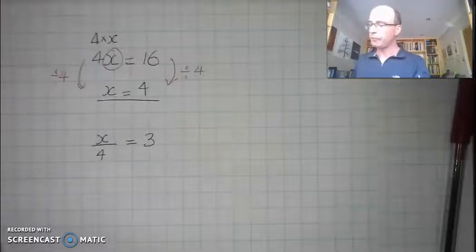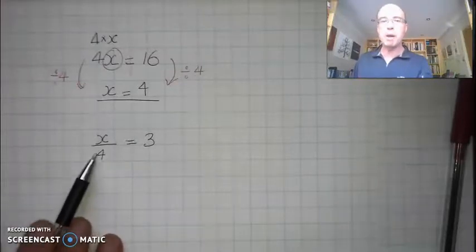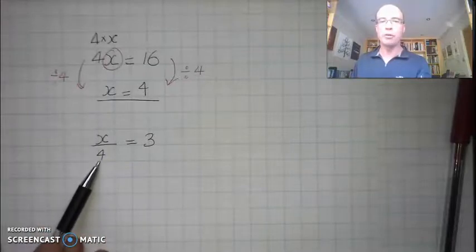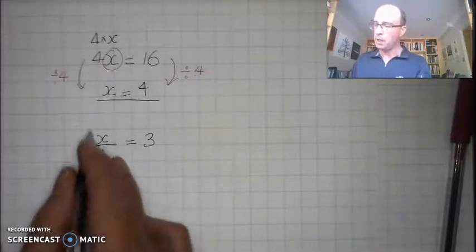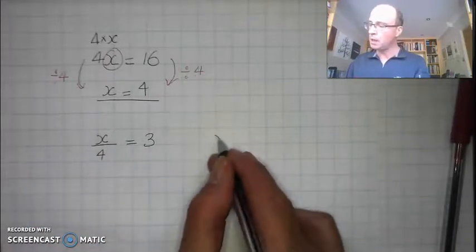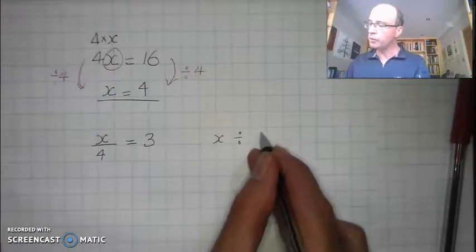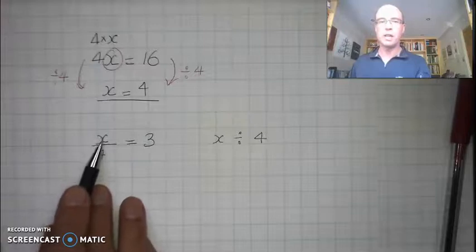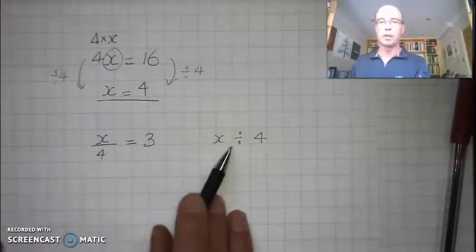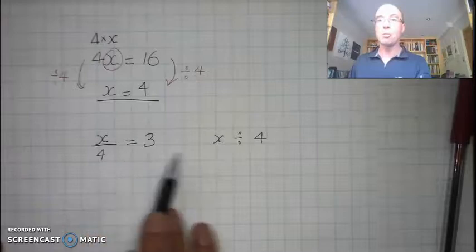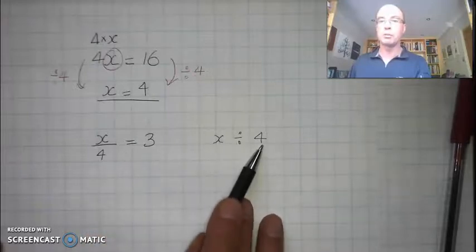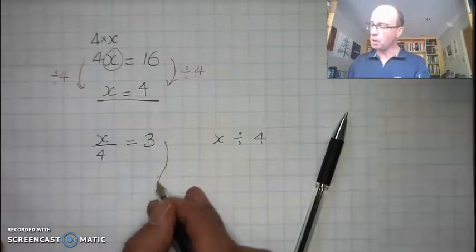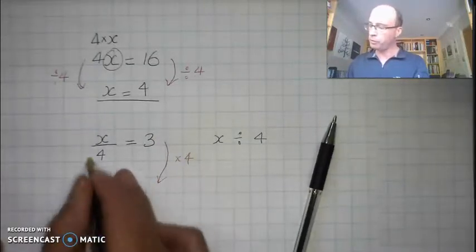The last one, this one we need to remember what we mean by this fraction sign. So if I've got x over 4, what I really mean is, let's write it over here, x divided by 4. The fraction line is just a division. So this is x divided by 4. So to solve this, I'm going to do the opposite operation to dividing by 4, and that's going to be to multiply by 4. So both sides of my equation I'm going to multiply by 4.